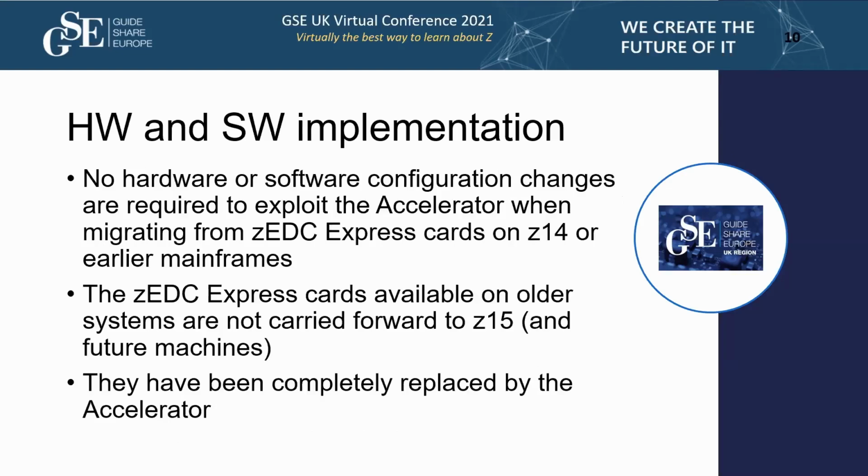A very positive aspect for customers already using the zEDC Express cards for compression is that no hardware or software configuration changes are required to exploit the accelerator. So when these customers migrate from their current machines to the z15, there is no change they have to make. Everything will still continue to work. It's important to note that IBM already announced that the zEDC Express cards will not be available in future machines too. So they have been completely replaced by the accelerator.